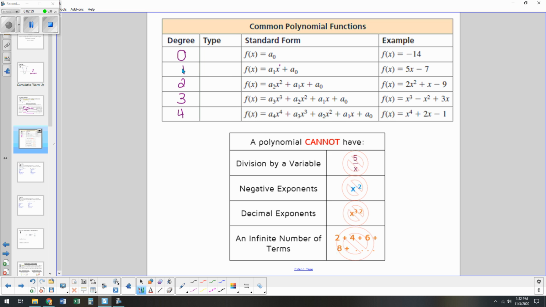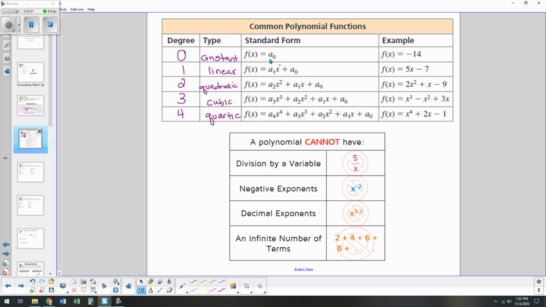We also have names for these like constant, linear, quadratic, cubic, and quartic. Type would be if there's just one term that was a monomial, or type, they could also be referring to constant. All right, we'll put those here. Linear, quadratic, cubic, and quartic, like quarter, quartic.